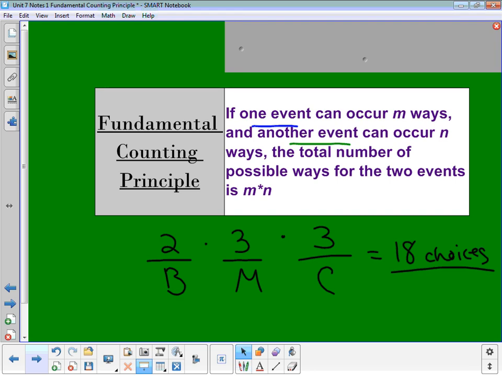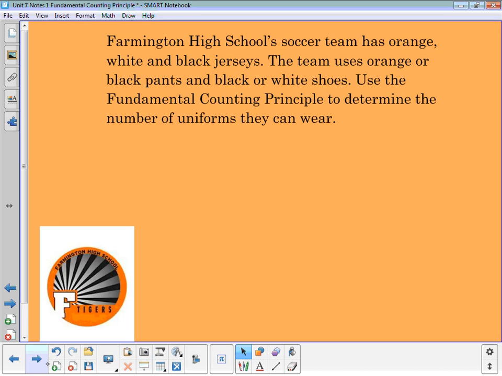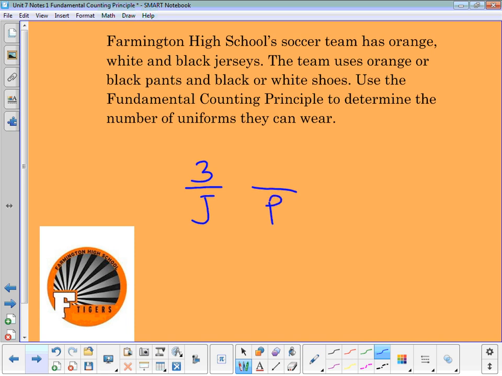Let's take a look at an example. The next one says Farmington High School's soccer team has 3 different options for jerseys, 2 options for pants, and 2 options for shoes. And we're going to use the fundamental counting principle to figure out how many options for uniforms there are total. So for jerseys, there are 3: orange, white, and black. For pants, there are 2. And for shoes, there are 2.